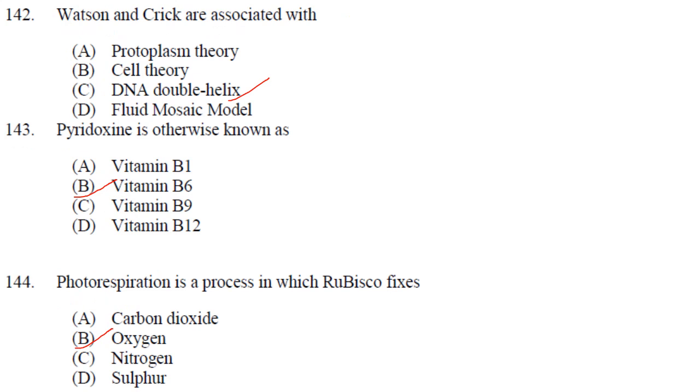Then next one. Watson and Crick are associated with the DNA double helix. Answer is option C. Pyridoxine is otherwise known as vitamin B6. Answer is option B. Then photorespiration is the process in which Rubisco fixes. So photorespiration is a metabolic pathway that occurs in photosynthetic organisms and releases carbon dioxide, consumes oxygen and produces no chemical energy or food. So it consumes oxygen. So answer is option B.